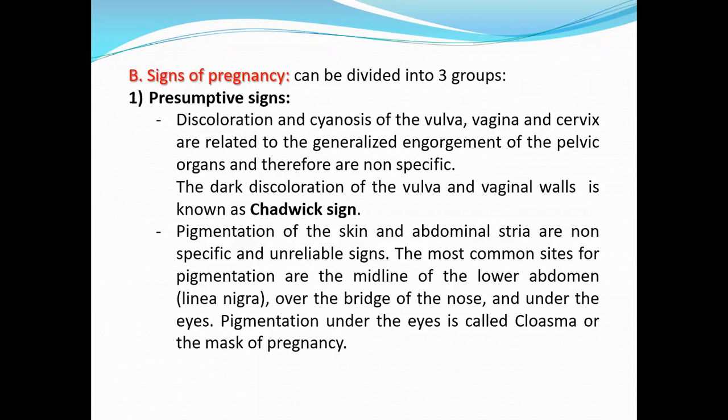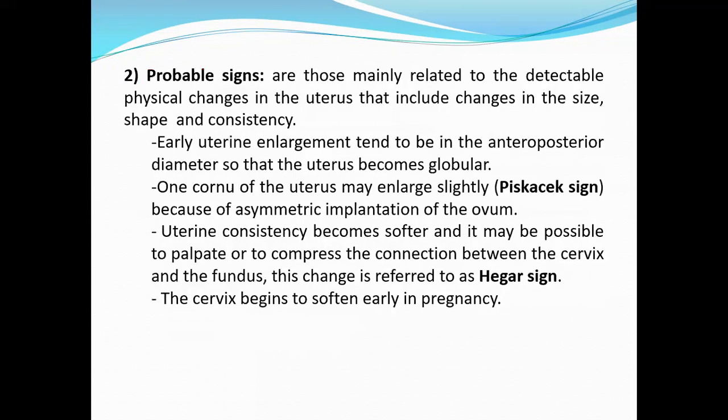Presumptive signs like the discoloration and cyanosis of vulva, vagina, and cervix. Pigmentation of skin and abdominal striae are non-specific and unreliable signs. The most common site for pigmentation are the midline of the lower abdomen, linea nigra, which you can see during abdominal examination, over the bridge of the nose and under the eyes. The pigmentation under the eyes is called chloasma or the mask of a pregnancy.